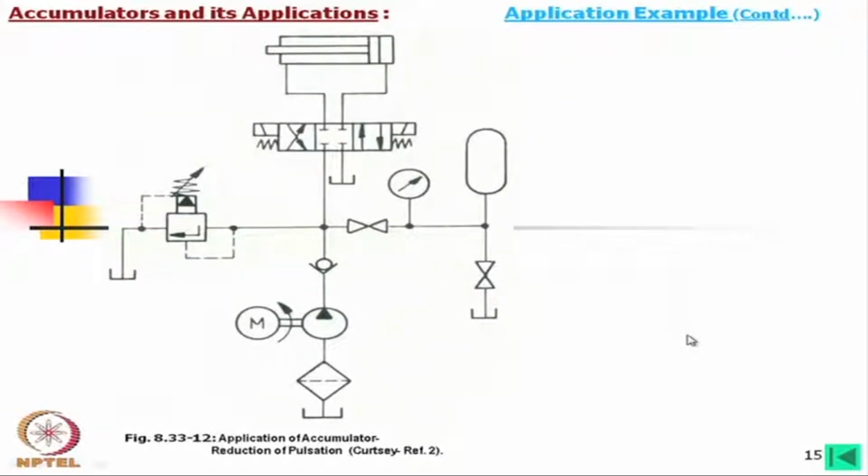Now, another system, this is for pulsation reduction. In that case we have used a 4/3 closed center valve, and as I told, if there is a pulsating load, to tackle such pulsating load with less ripple or pulsation, we can simply use an accumulator in the line.